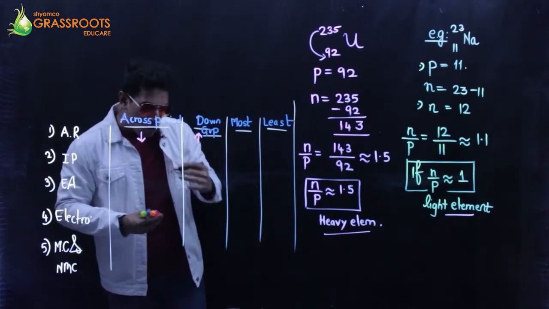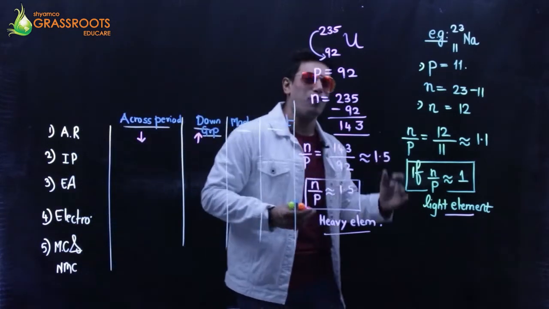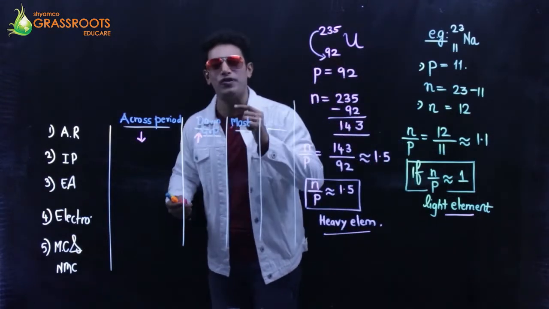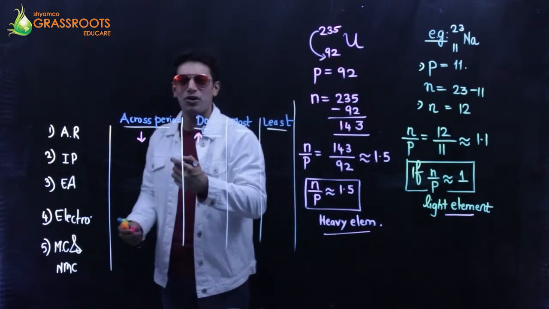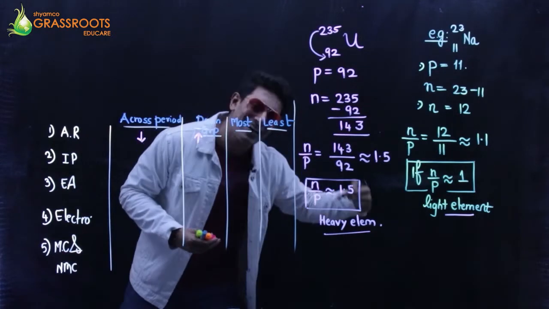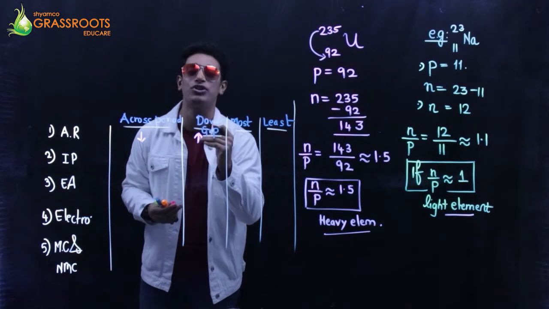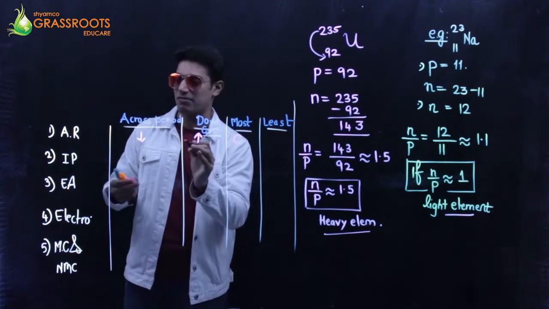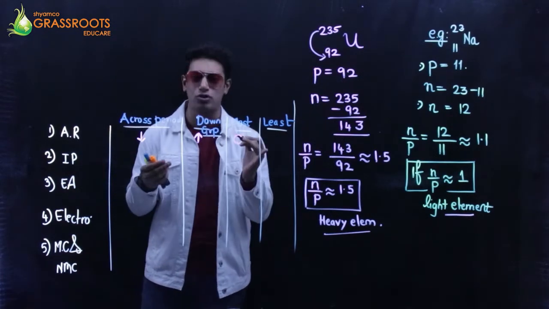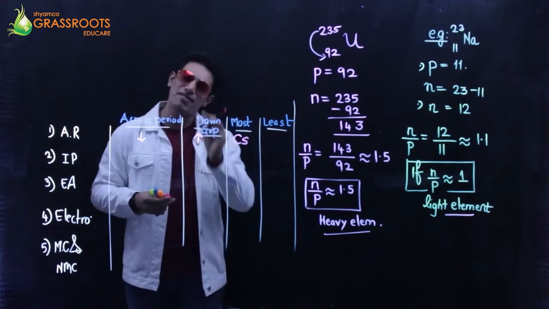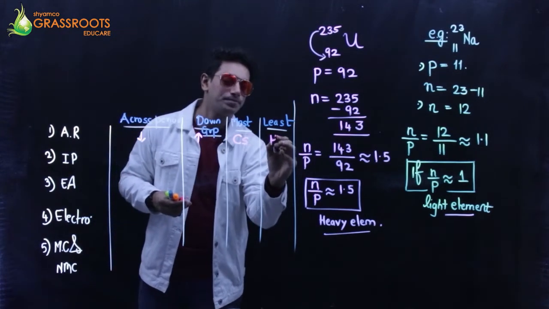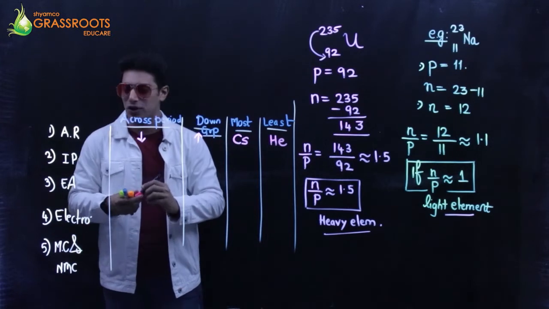The most, the largest of all the atoms is actually francium. But I have told you all that francium is a radioactive element. So we can take an element above it, which is cesium. So the element having the most atomic radius is Cs. And the smallest size is helium. That's the first one for you all guys.